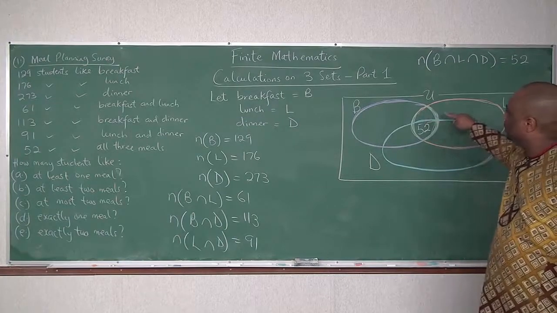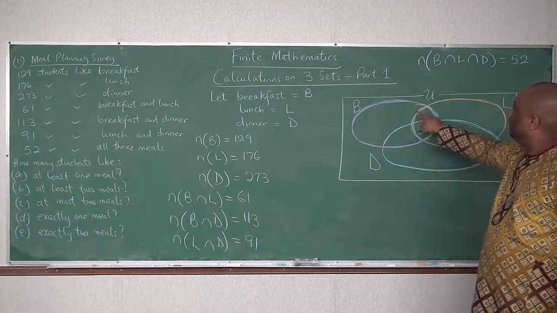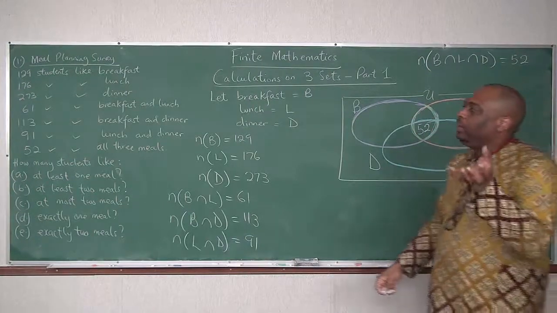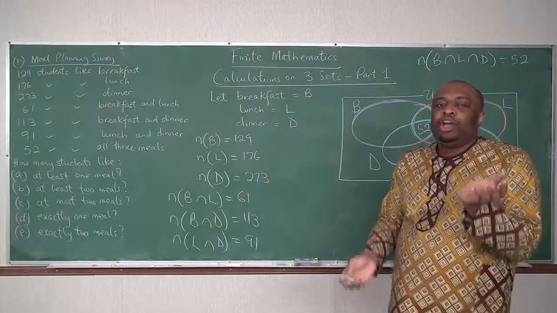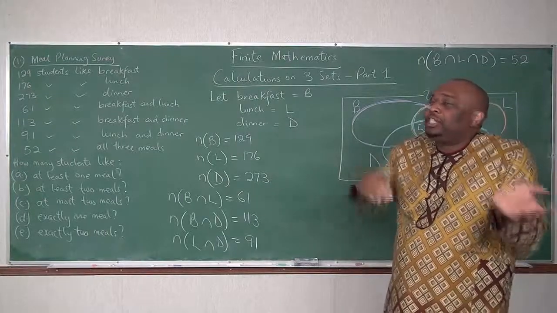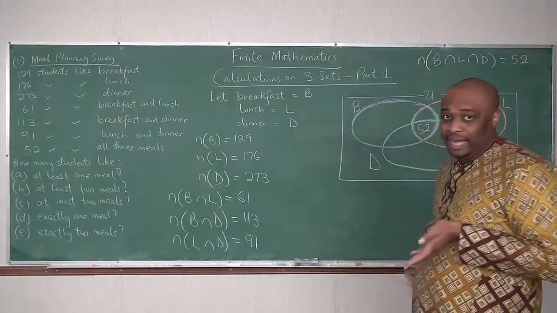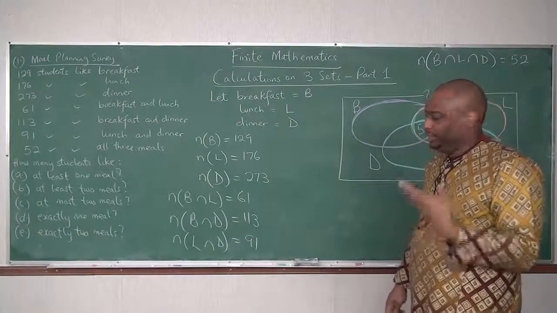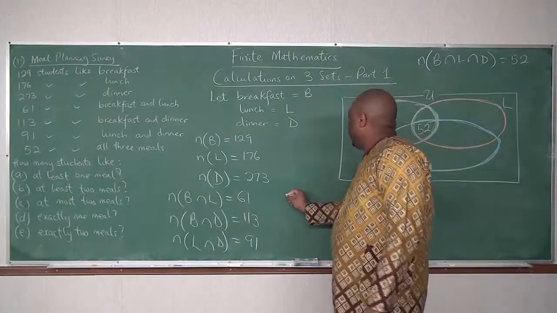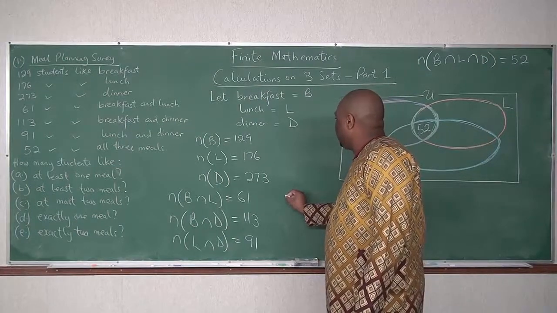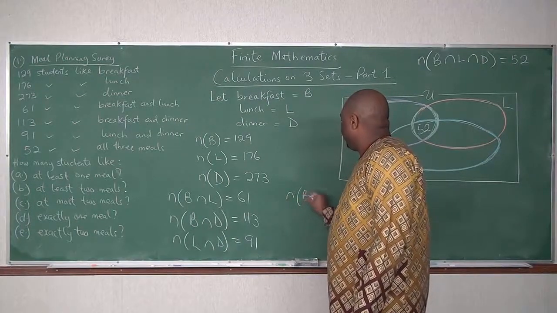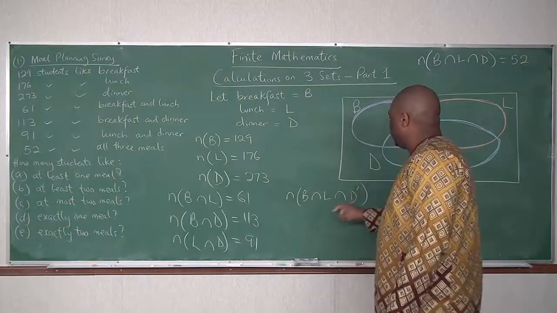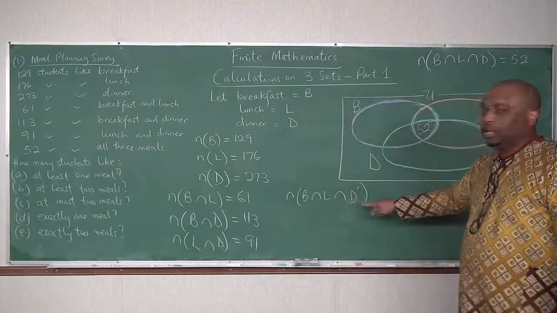Now, let's find those that like breakfast and lunch only. You can say breakfast and lunch only, or you can say breakfast and lunch, but not dinner. See, there are different ways they can say it in English. If you want breakfast and lunch only, cardinality of breakfast and lunch and dinner prime. This means breakfast and lunch only.